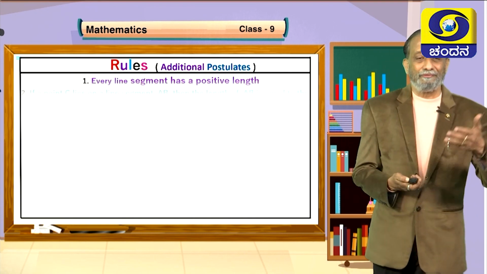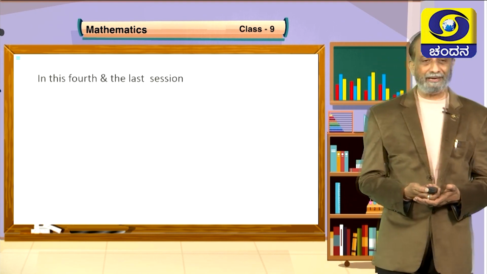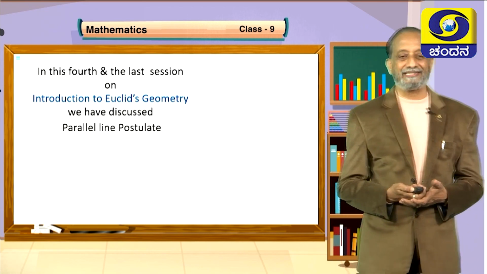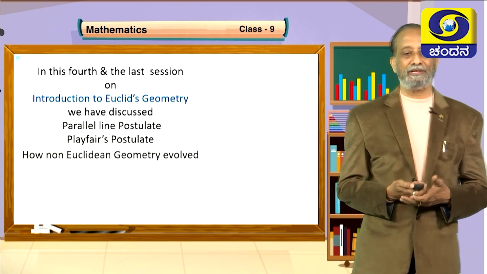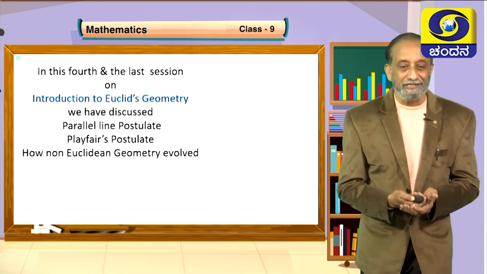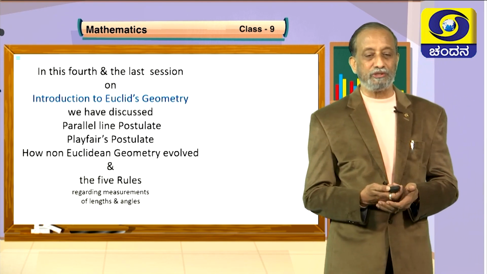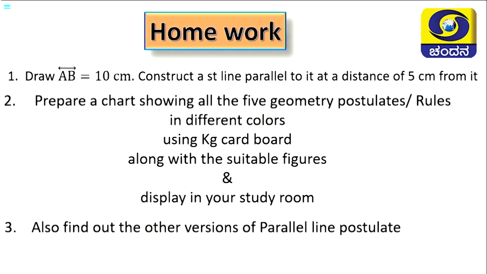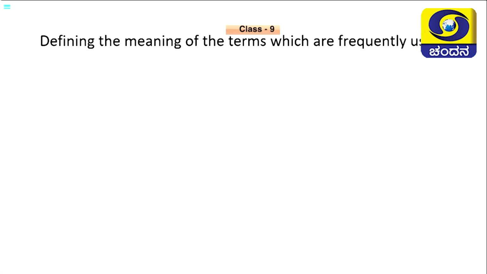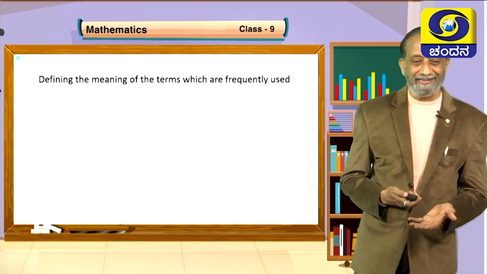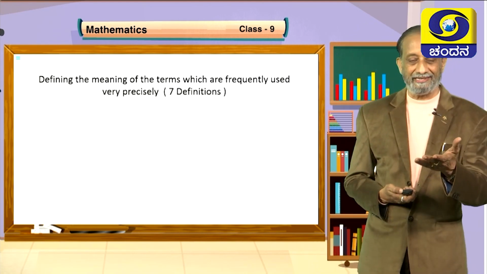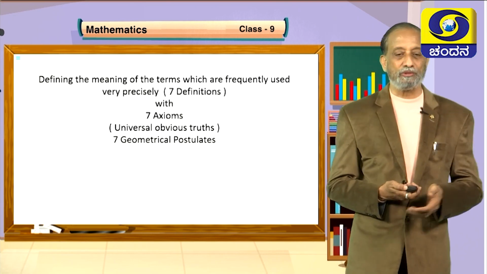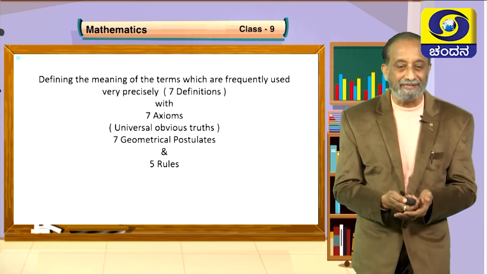So, in this session we have understood rules of geometry. In the fourth and the last session on introduction to Euclid geometry, we have discussed the parallel line postulate, Playfair postulate, and how non-Euclidean geometry evolved, and the 5 rules regarding measurements of lengths and angles. So, can you take down the homework, children? Defining the meaning of the terms which are frequently used precisely, that is about 7 definitions, with the 7 axioms, that is universal obvious truths, 7 geometrical postulates and the 5 rules.